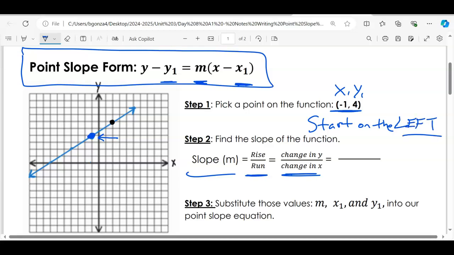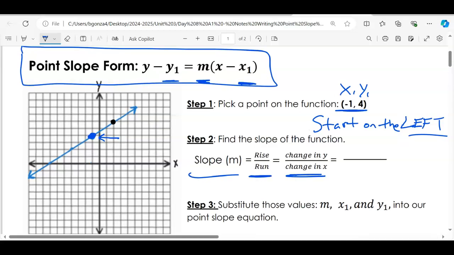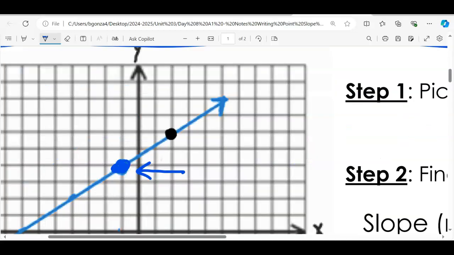Start on the left. When you have 2 points, which one is further to the left? Start there. And remember, you're going to count the rise up or down, and then the run to the right. So let me zoom in here. Which one's on the left? Right here, right? Does it rise up or down?